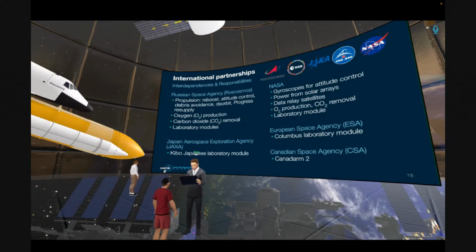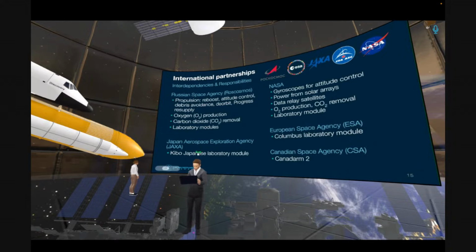The propulsion is necessary to reboost the space station up into higher orbit, to control the attitude, to avoid debris, to eventually deorbit, and to allow resupply of the space station. Also, Russia contributes oxygen for the astronauts to breathe and removes carbon dioxide, to remove the waste product of human breathing. And then Russia has laboratory modules also.